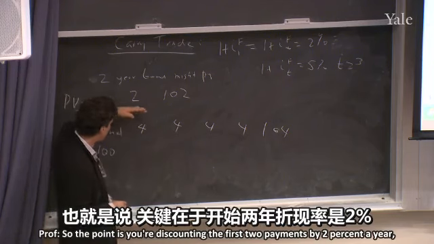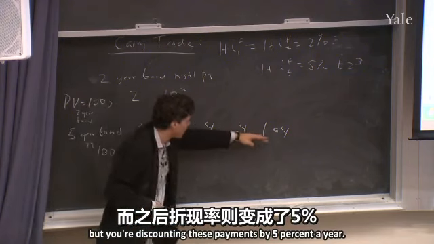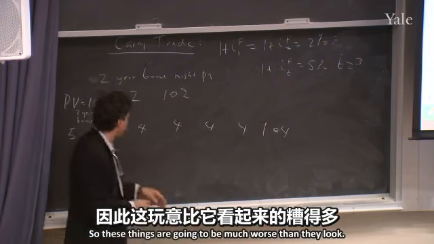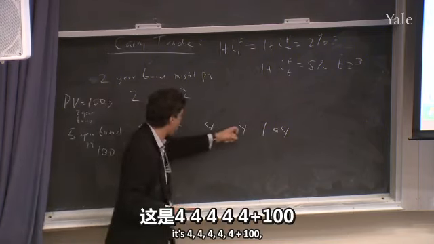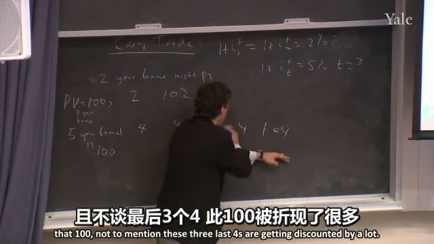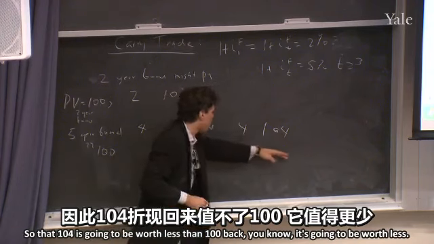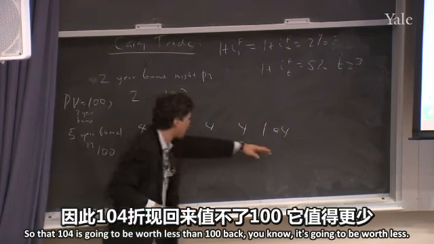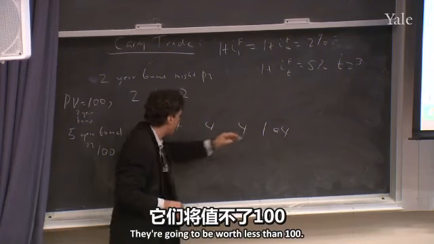Okay, so the point is you're discounting the first two payments by 2% a year, but you're discounting these payments by 5% a year. So these things are going to be much worse than they look. Even though the 4s are all better, that 100, not to mention these three last 4s, are getting discounted by a lot. So that 104 is going to be worth less than 100. That's why these things are going to go down a lot more than you'd think.